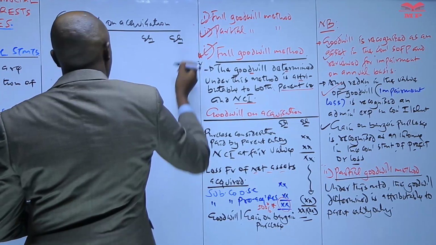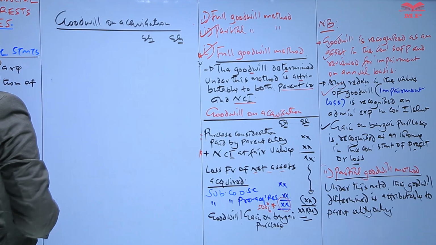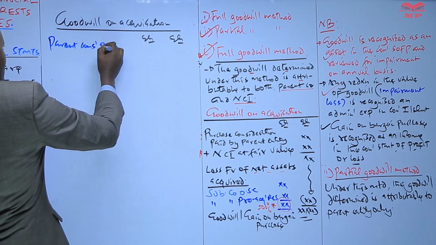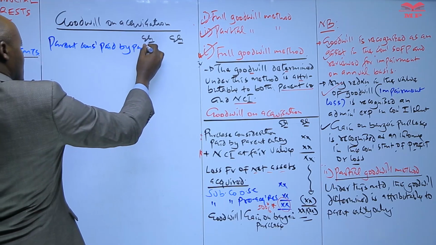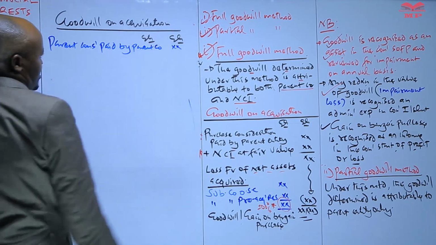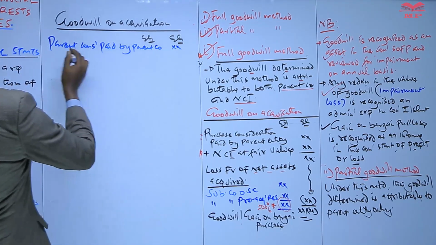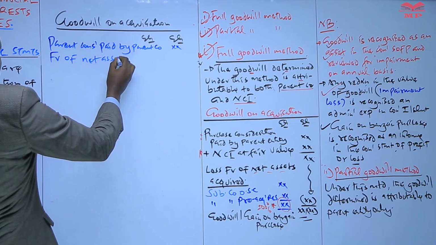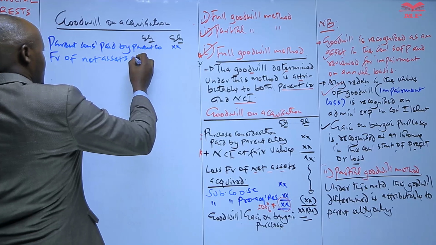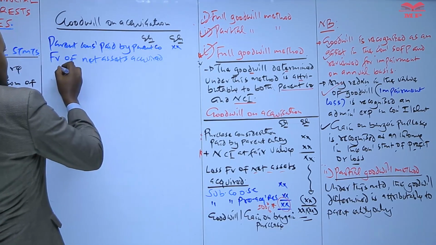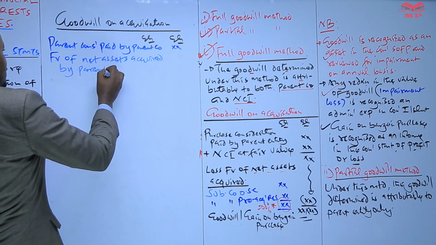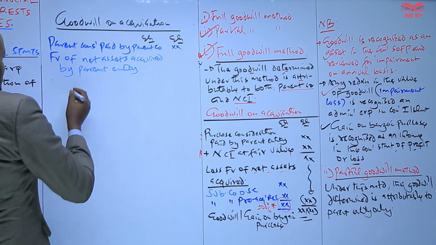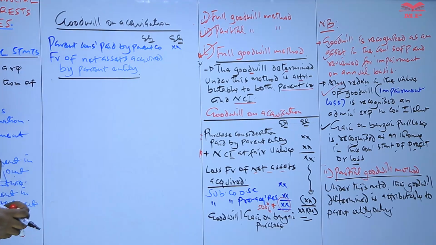Equally here we need to have two columns. We start with the purchase consideration paid by the parent entity, or basically the parent company. And then to this we less the fair value of net assets acquired by the parent entity.